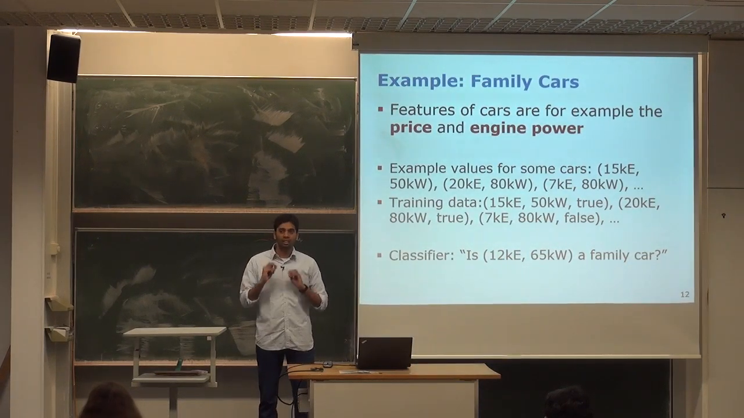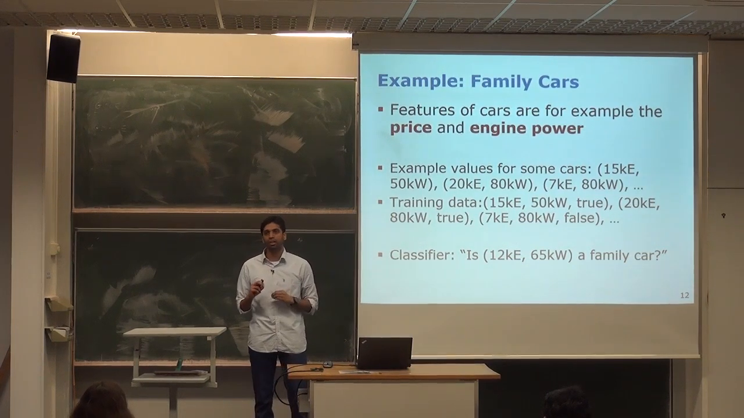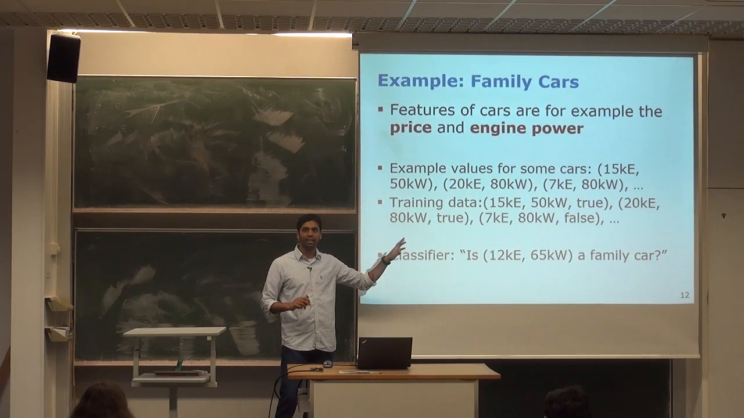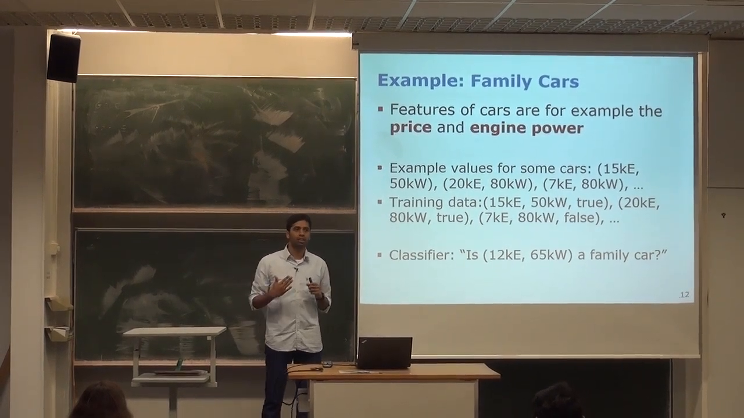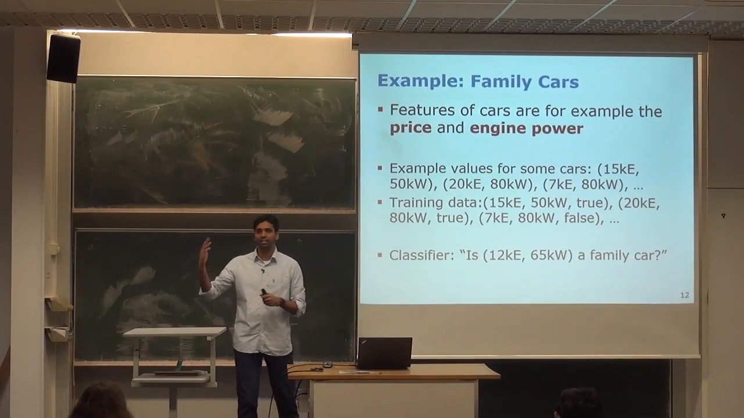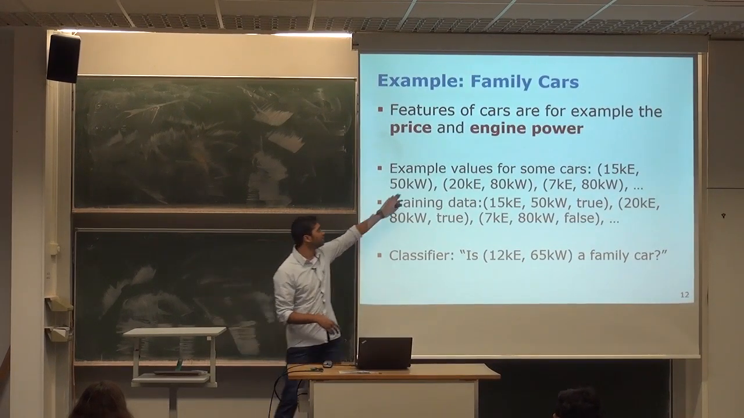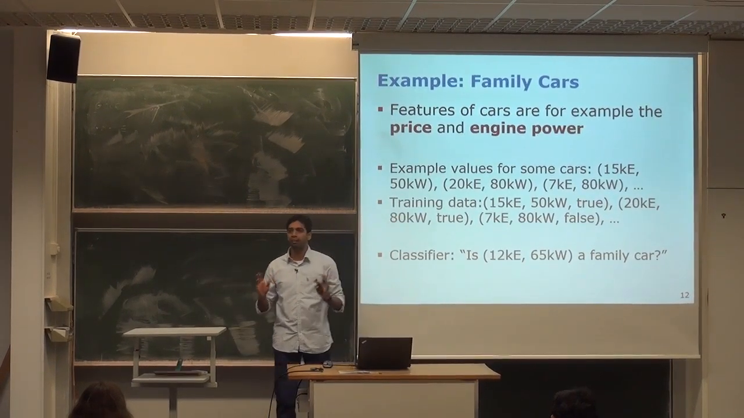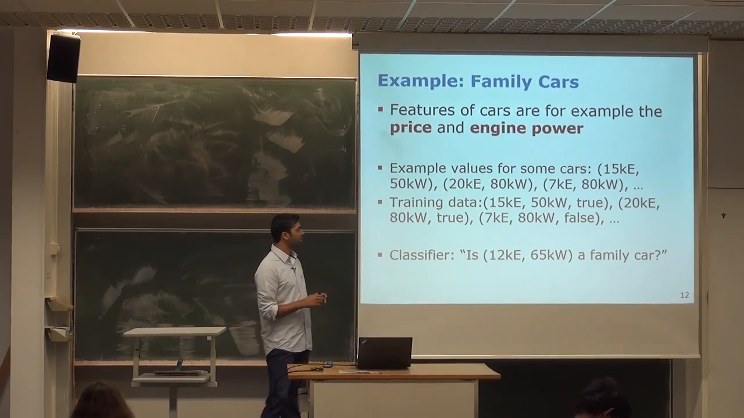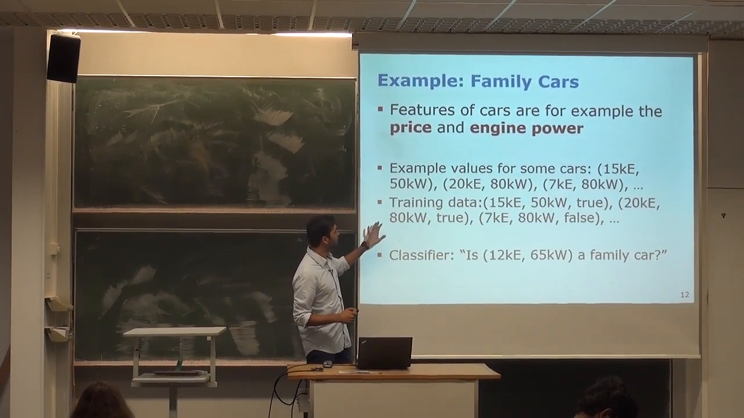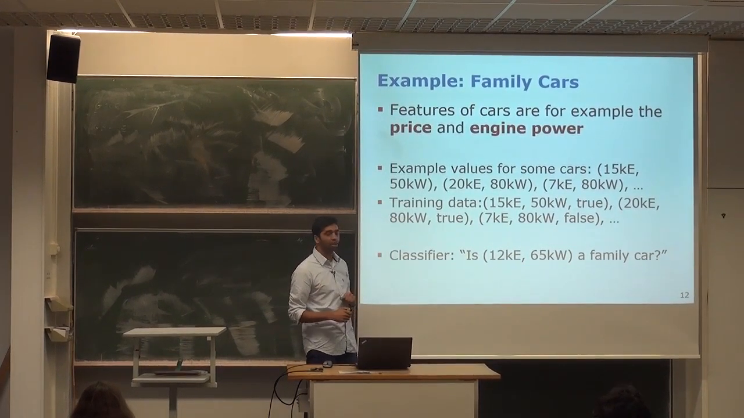Right? So it's a decision that we have taken that our feature vector has these two components. Nobody stops us from adding the color itself as well, right? So maybe somebody thought the color of the car doesn't determine whether it's a family car or not, and they thought that these two features are what determines whether a car is a family car or not.